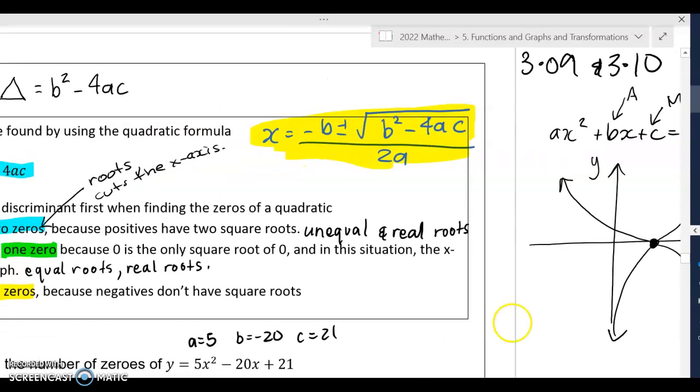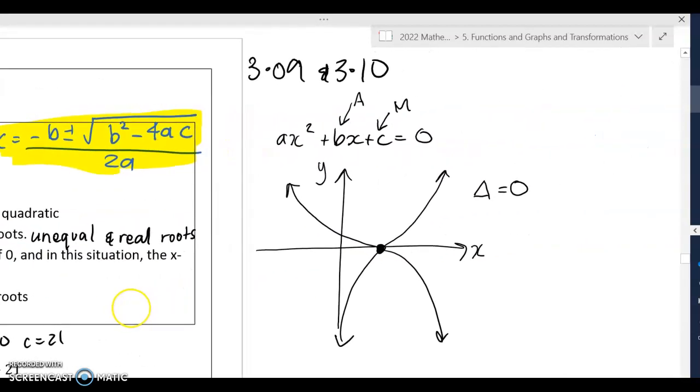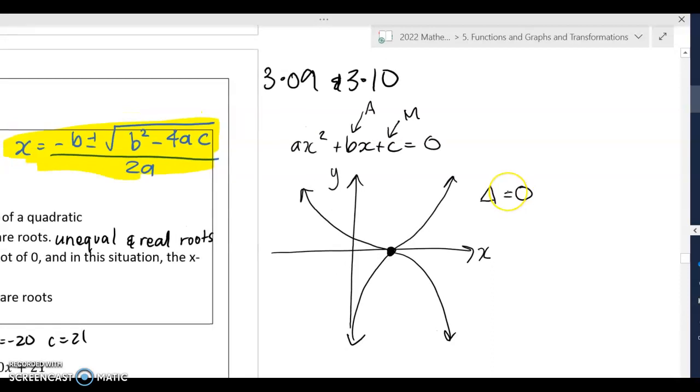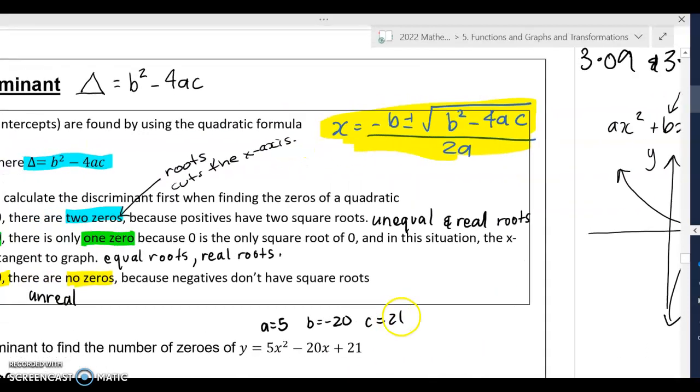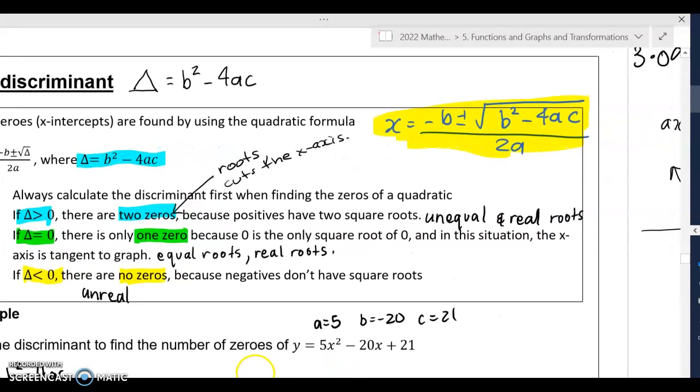What the question could also say to us is, in this situation, the x-axis is a tangent to the graph. Now, we haven't done calculus yet where we look at tangents, but that will come along soon enough. But a tangent is a line that touches at only one point. So in that case, it means the x-axis is a tangent. It only cuts at one point. So that's an example of the discriminant equal to 0. Let's move across here, and there's one last one. The discriminant less than 0. Now this is an interesting one. So let's have a look at what happens.